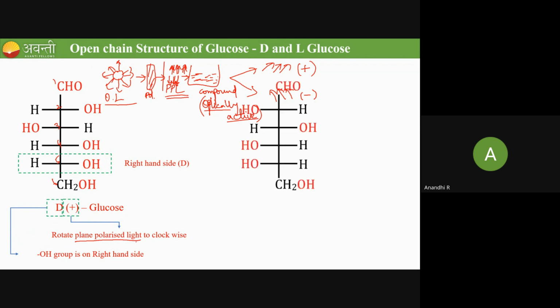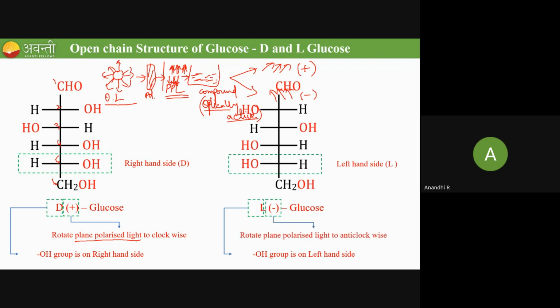And here you see, since OH is present on the right side, it is called D. And in the second compound, OH is present on the left side. The last but one carbon's OH is on the left side. So it is represented by L and it is called L minus glucose. So L represents that OH is on the left side. The minus denotes that the given compound will rotate the plane polarized light in the anti-clockwise direction.